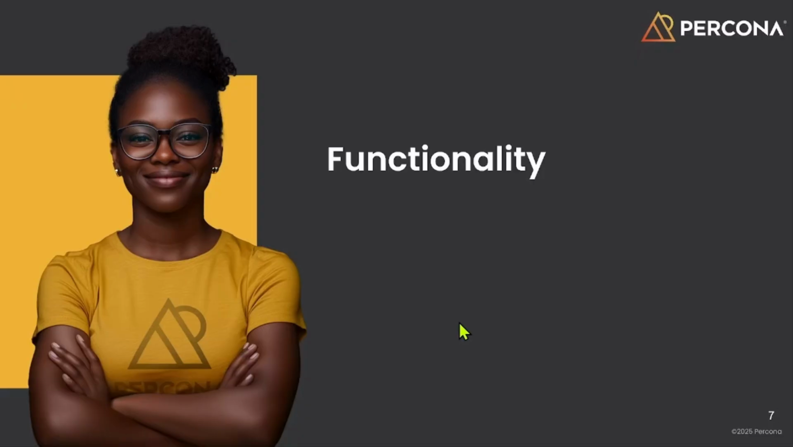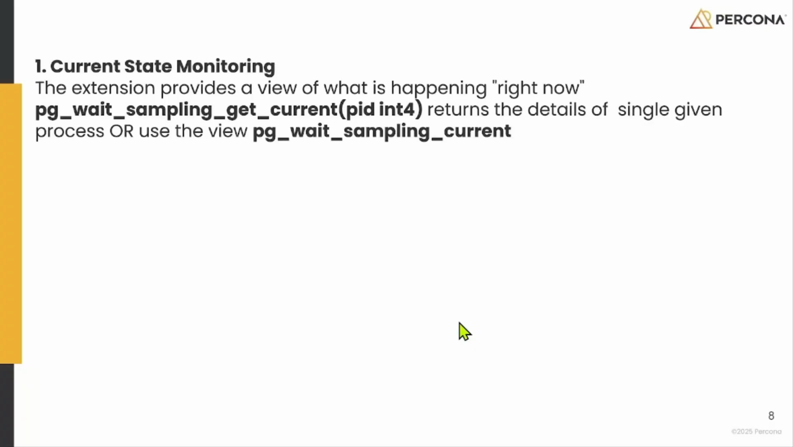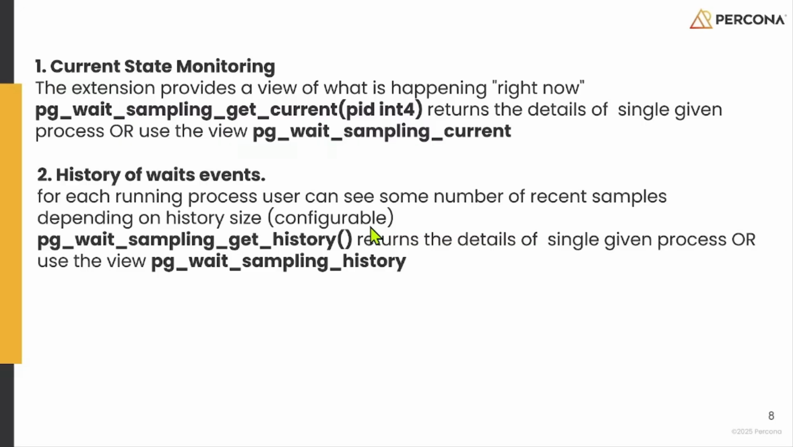If we consider the functionality of pg_wait_sampling, it provides three levels of wait event information. One is the current state of monitoring. The extension provides a view of what is happening right now, only the latest wait event for each process ID. And it provides a function as well as a view to collect this information. The second is the history of wait events, history for each running process. For each running process, the user can see some number of recent samples depending on the history size. And there also we have a function as well as a view.